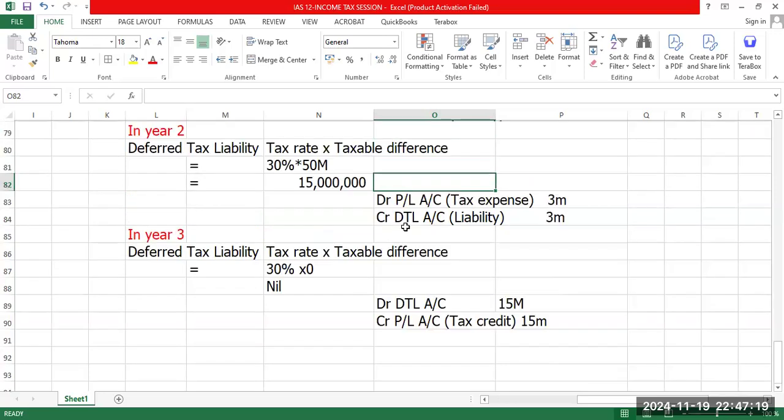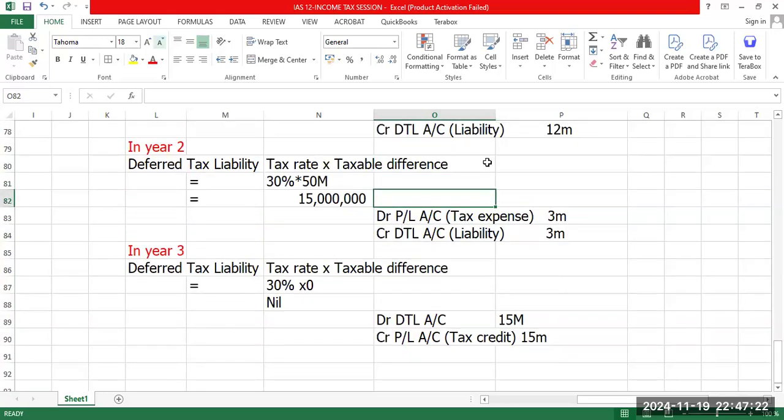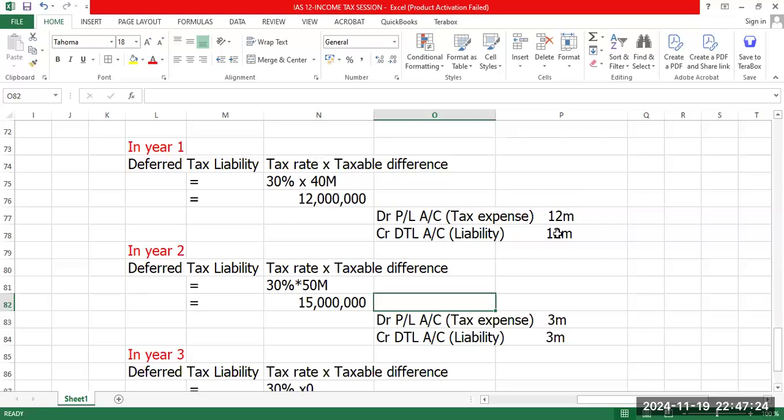Then in the last year, here in year 2, initially you had a liability of 12 million, but now the liability is 15 million. It means that your liability has increased, and an increase in a liability is an expense. But this expense is tax expense. We are talking about tax expense. That's why here you have 3.